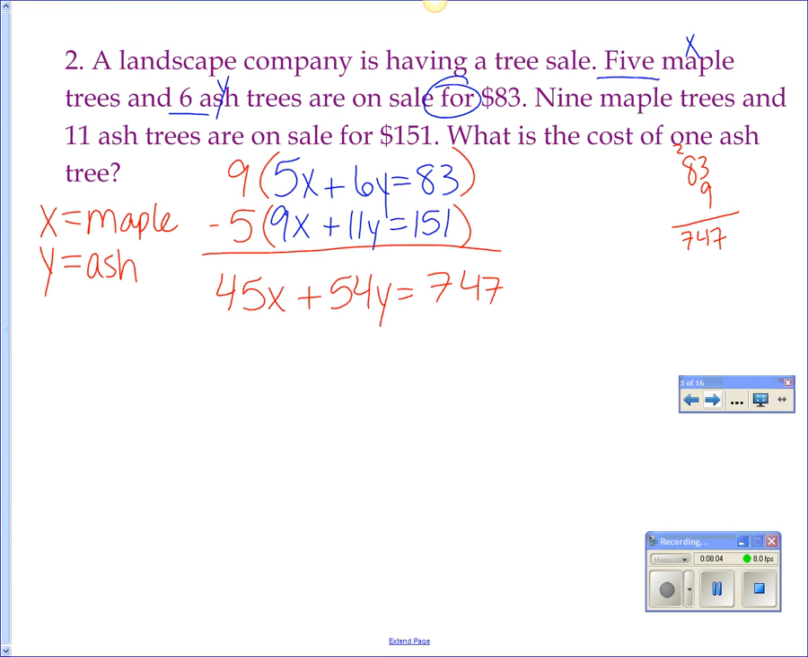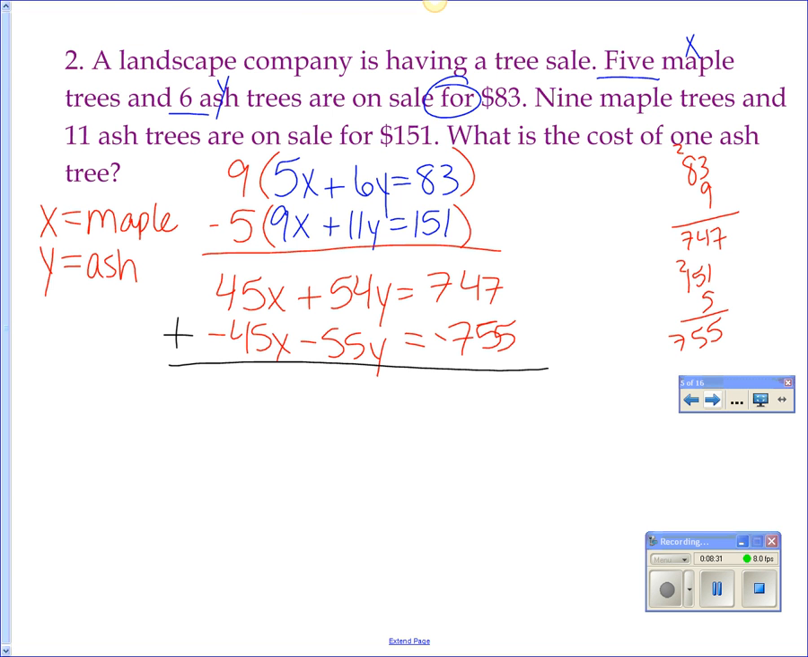Negative 5 times 9. Negative 5 times 11. And 151 times 5 over here. 5 times 1 is 5. 5 times 5 is 25. 5 times 1 is 5 plus 2. So you get 755. And 755 is what? Negative. Don't forget about that. All right, so you put your plus sign out front. Those cancel. What's 54 plus negative 55? Negative 1.